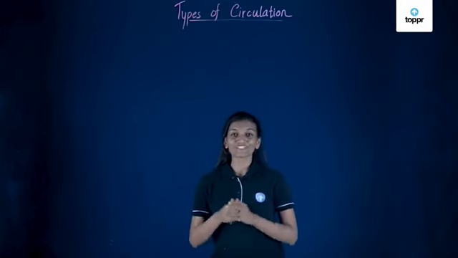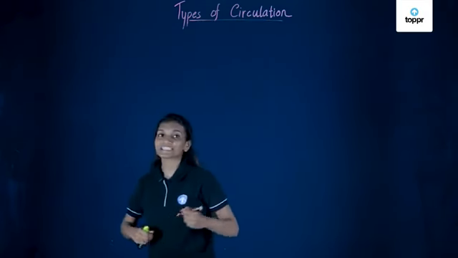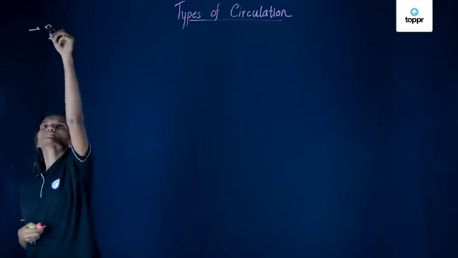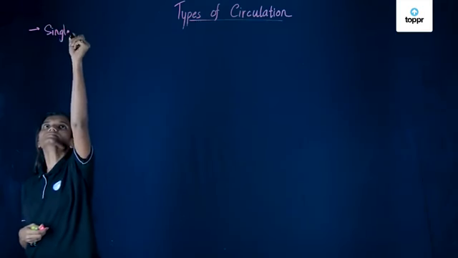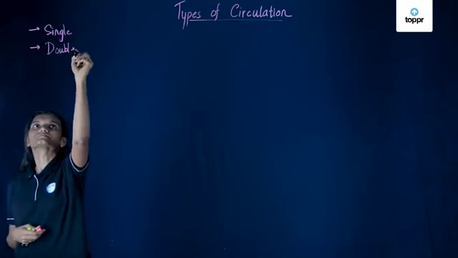Hello student, today we are going to talk about the different types of circulation. So there are basically two types of circulation. The first one is single circulation and the next one is double circulation.